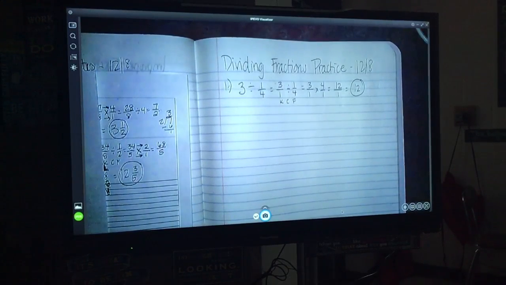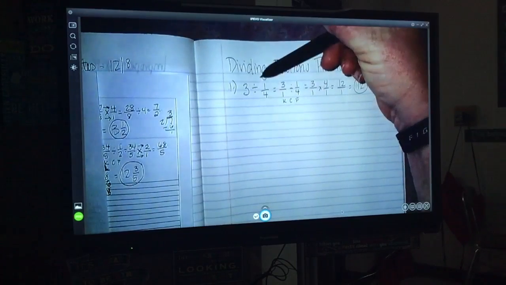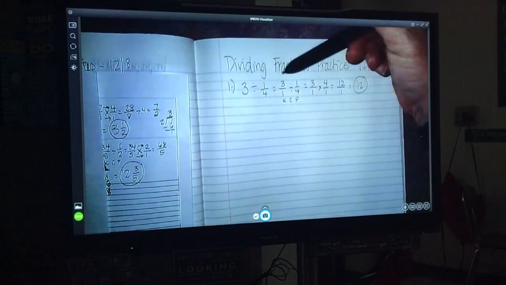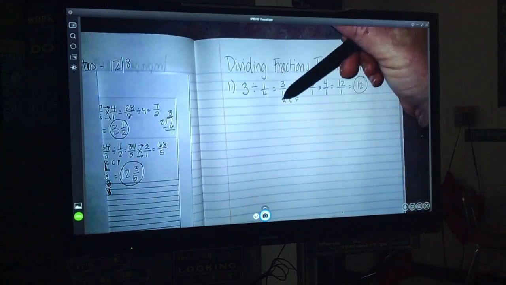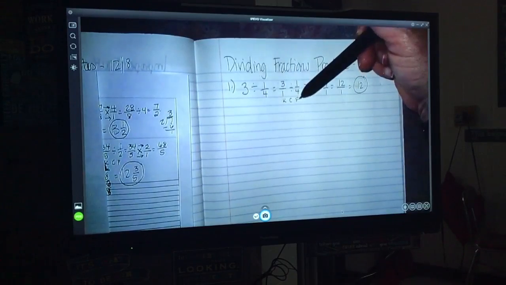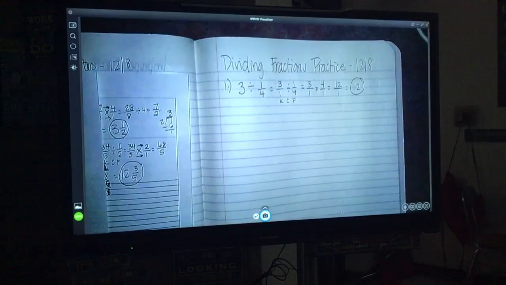So this is the expectation for all of these problems. You're showing me each step. So we went from the problem. Yes, you have to write the problem. So we went to doing this. You don't necessarily have to do keep, change, flip unless you need to. But you do have to do the keep, change, flip, and then you get your answer. Either simplify it, change it to a whole number, or change it to a mixed number. Do not leave it as an improper fraction.